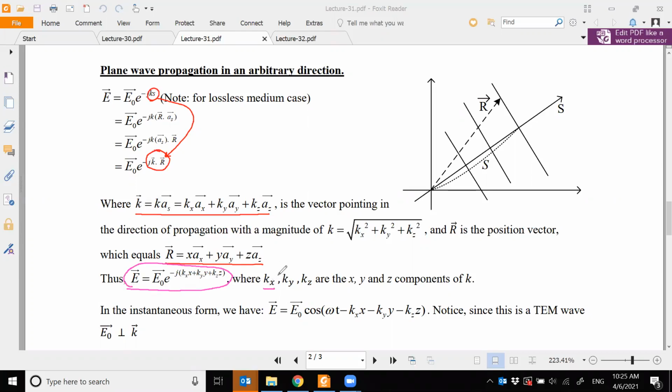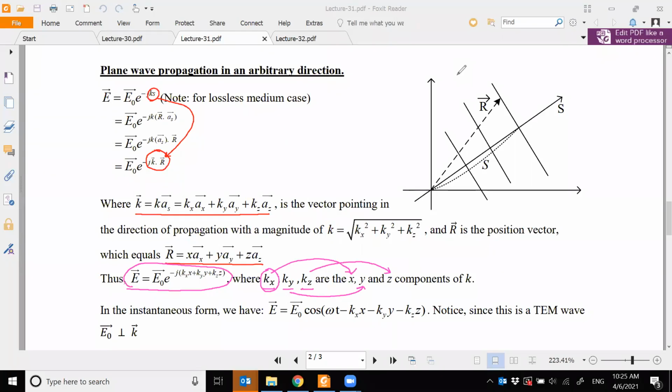Here Kx is the component of K along the X direction, Ky the component along the Y direction, and Kz the component along the Z direction. So I am now naming the components of the propagation constant along X, Y, and Z. When we show the components, we don't use beta, we use K. This is the notation that our book follows, so we will follow the same.